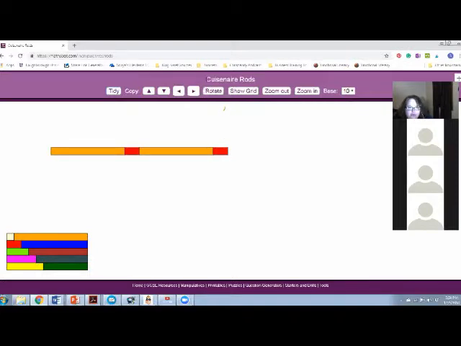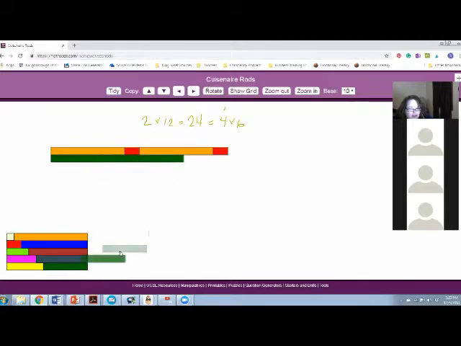So we have 2 12s. 2 times 12, and that equals 24. So we can double our 2. That'll be 4, and let's have our 12 and see if that works. By George, it does. So what happens now? Let's see if we could do this. So this is half, and this is double.